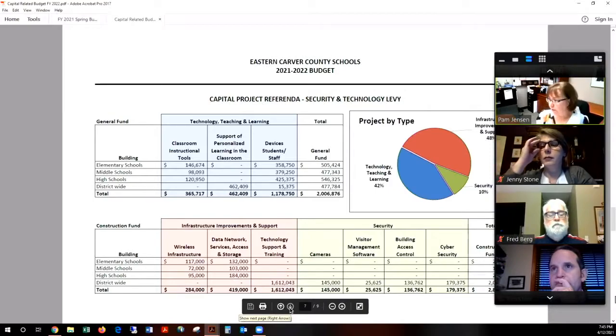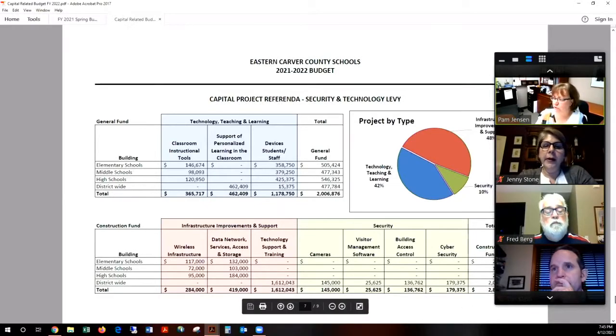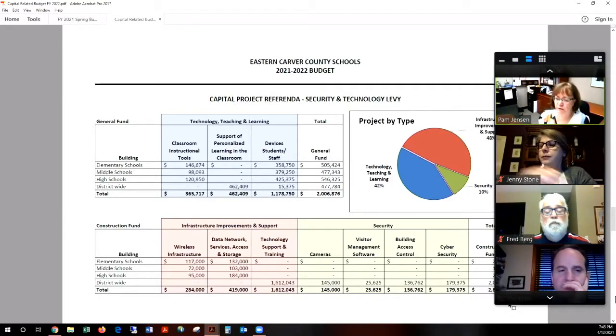So $2,006,876 is what we have in the general fund, and that's for technology, teaching and learning. You can see it's classroom instructional tools, support of personalized learning, and student and staff devices. And then on the construction end, we have $2.8 million, and that's for infrastructure improvements and support and security.